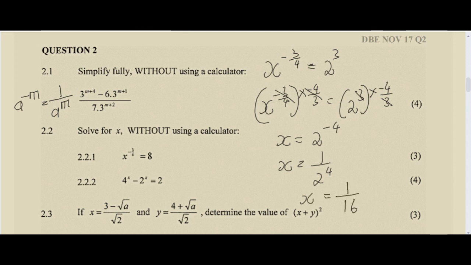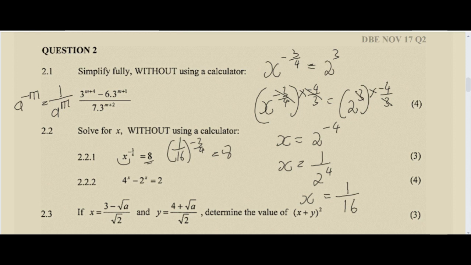Now the nice part about solve for x is that you can take the value that you just calculated, substitute it back into the equation and see if it gives you the answer on the right-hand side. So if we say 1 over 16 to the exponent of negative 3 over 4, it should give us 8, right? To confirm that our solution is correct.